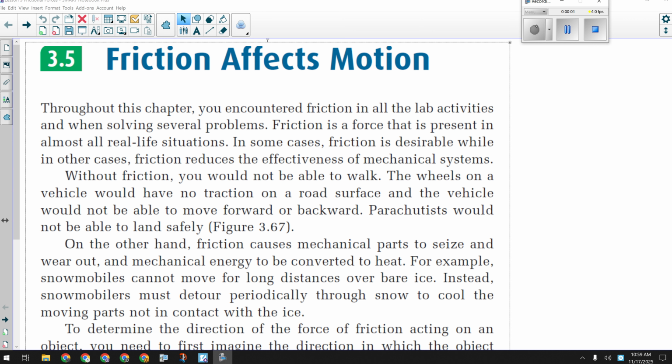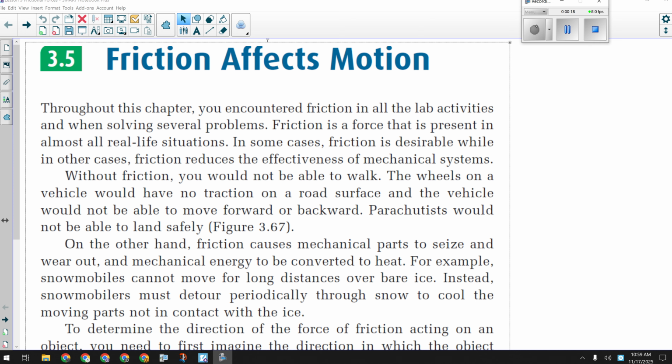So today we're going to talk about friction. We've already done problem solving that has friction in it. Friction is a very common force, but we haven't actually talked about the nature of friction. What can cause it? What can influence it? Things like that.